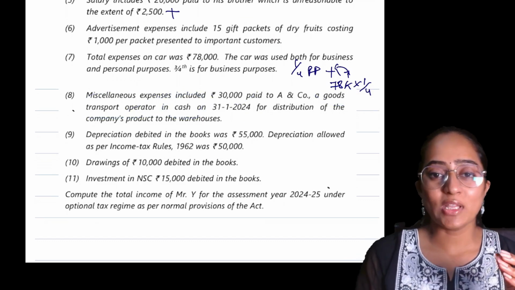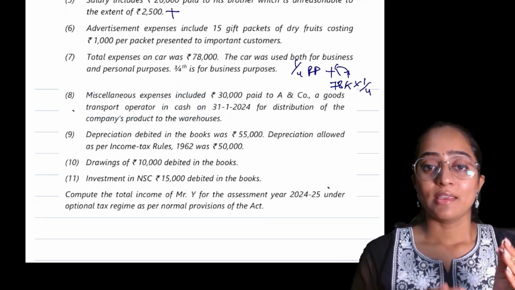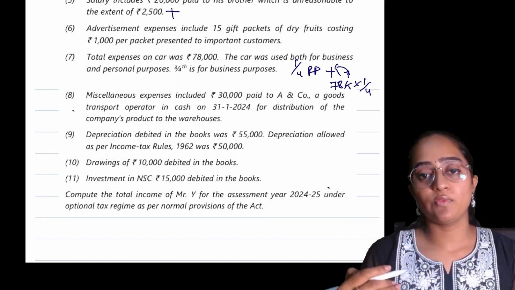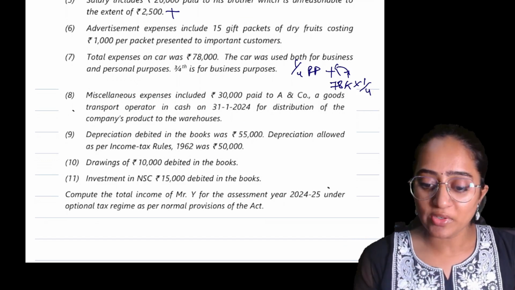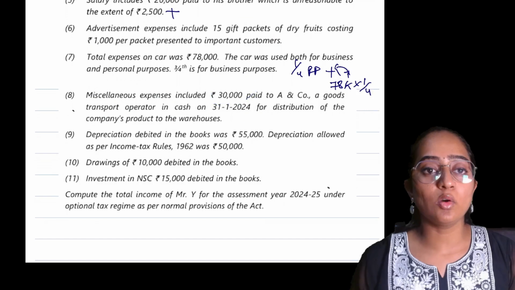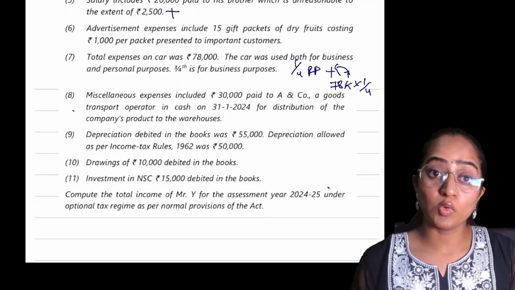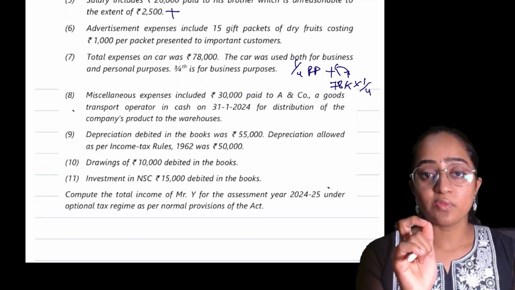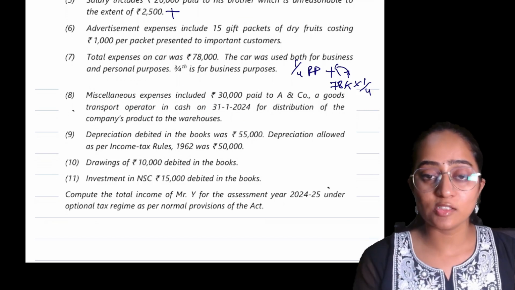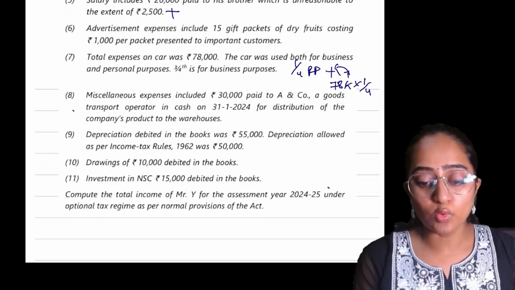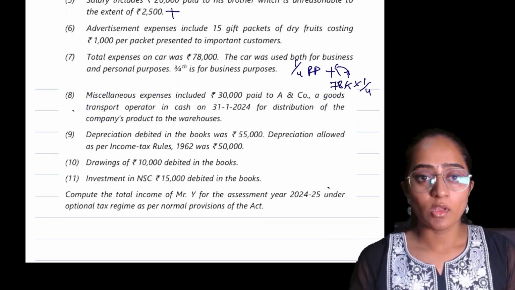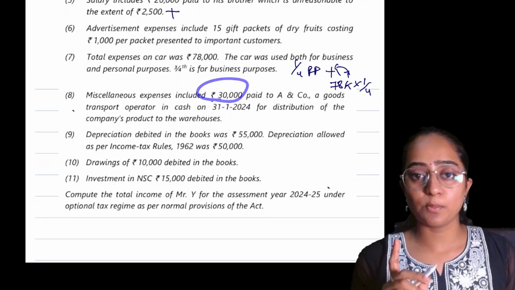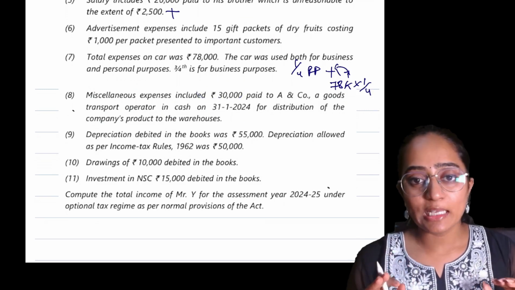First of all, as per section 40A(3), cash expenditure, that is, cash payment which you are making in excess of 10,000 rupees shall be disallowed. But if it is disallowed, what is it going to be? 30,000, which is in excess of 10,000. But wait, the limit of 10,000 would be increased to 35,000 in case of any payment to a goods transport operator. So 35,000 is the limit for a goods transport operator. How much have you paid in cash to one person per day? 30,000. Is it within the limit?